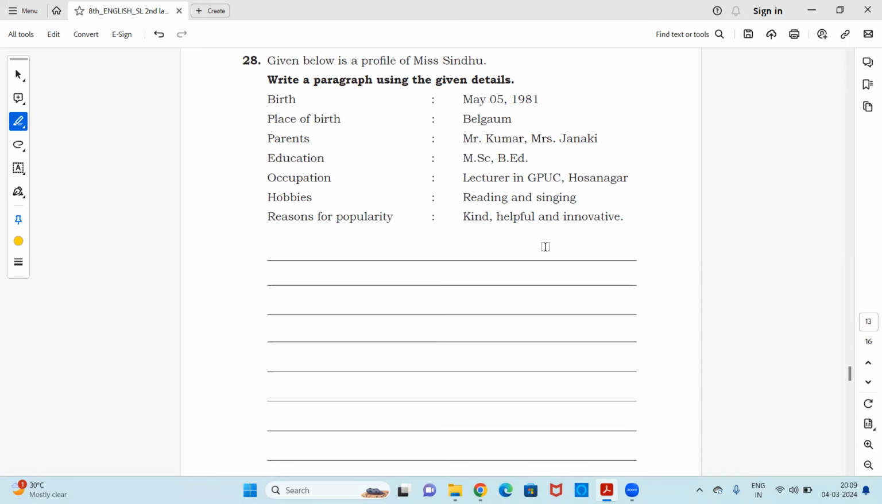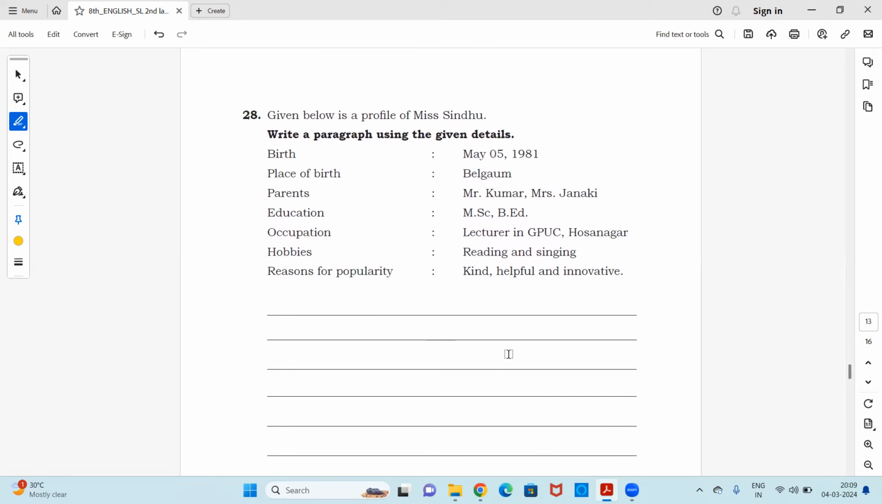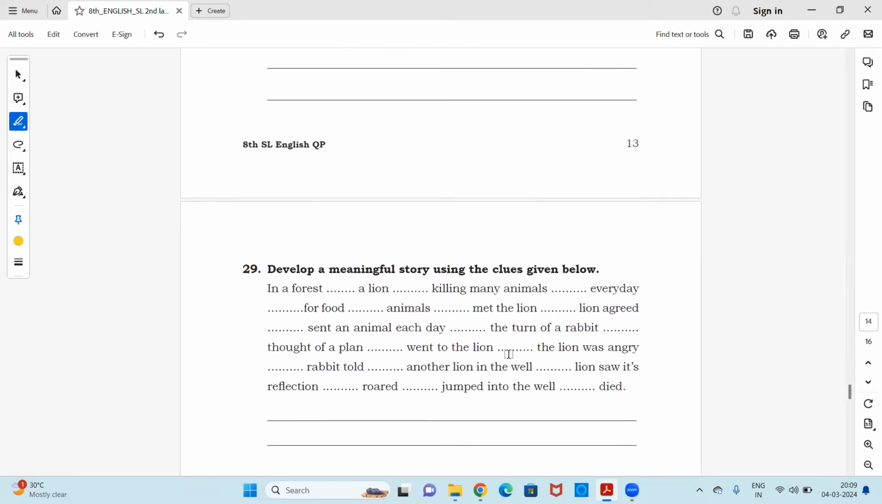Okay, so like this, you need to write it in the form of sentences that will make a paragraph. So all the details are given here. You just need to make it into a paragraph. So this will earn you good marks. And then let's move to the next one.